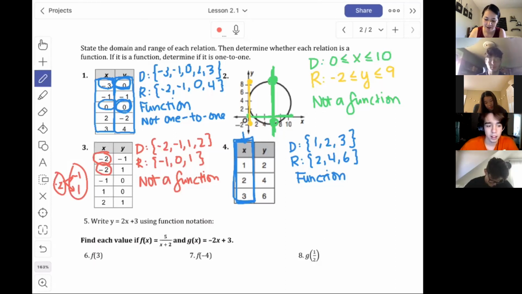Okay, all right. So now the follow-up question is, is it one-to-one? Everybody go ahead and think about that. Is it a one-to-one function? What do you guys think? Go ahead and just unmute. Tell me when you think you got it.